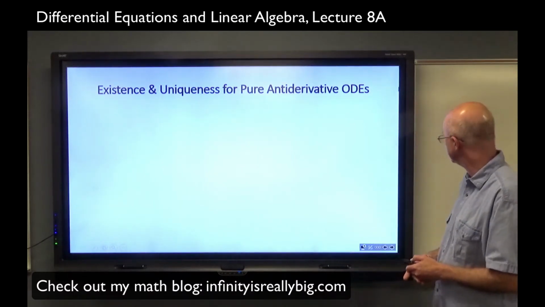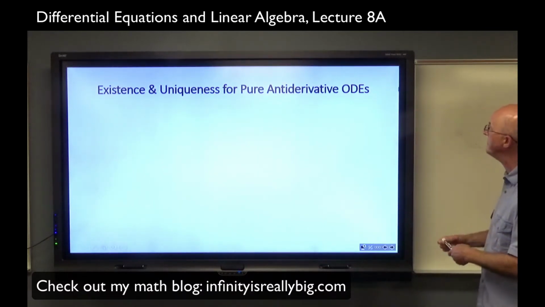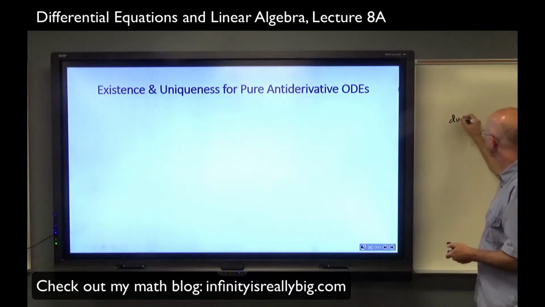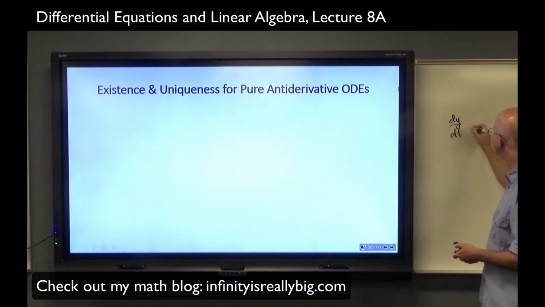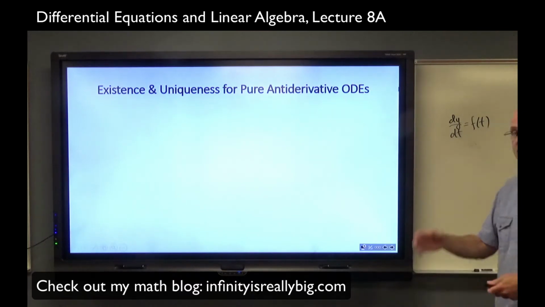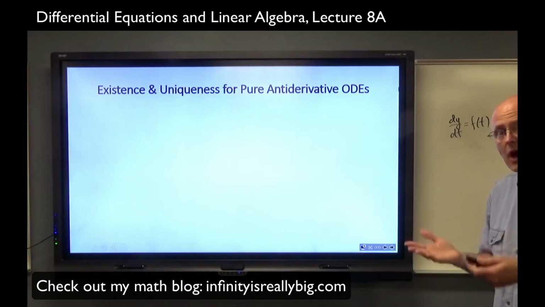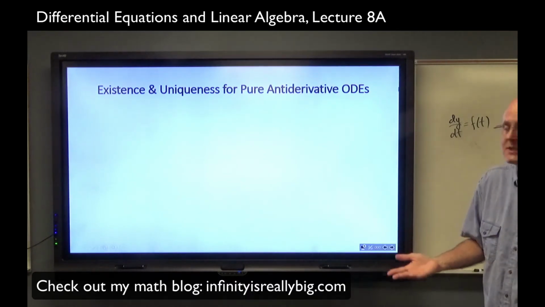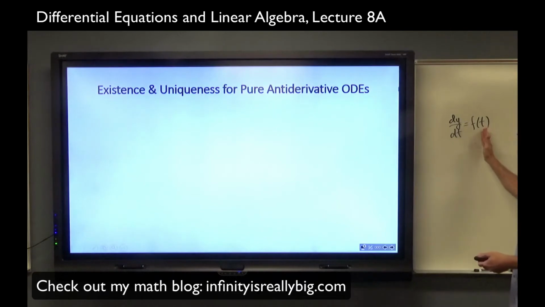Let's start with an existence and uniqueness theorem for pure antiderivative ordinary differential equations, really first-order ordinary differential equations of this form: dy/dt equals little f of t. The right-hand side here depends on the independent variable t. If it depended just on y, we would call it an autonomous equation. If it depended on both t and y, we'd call it a mixed equation. Here, where it depends just on t, we call it a pure antiderivative problem.